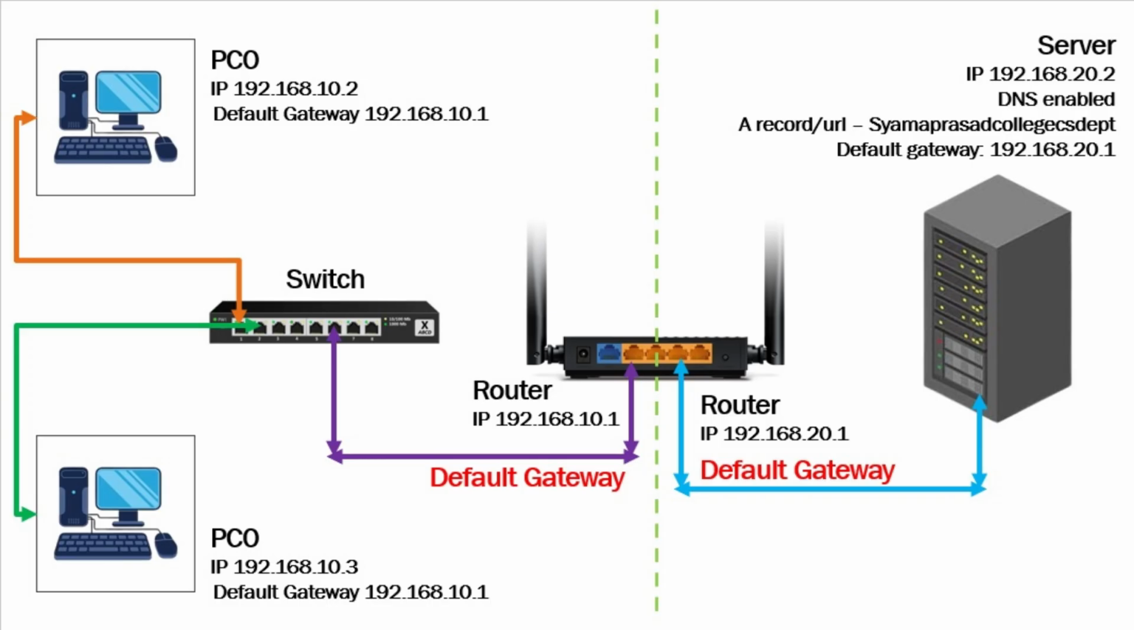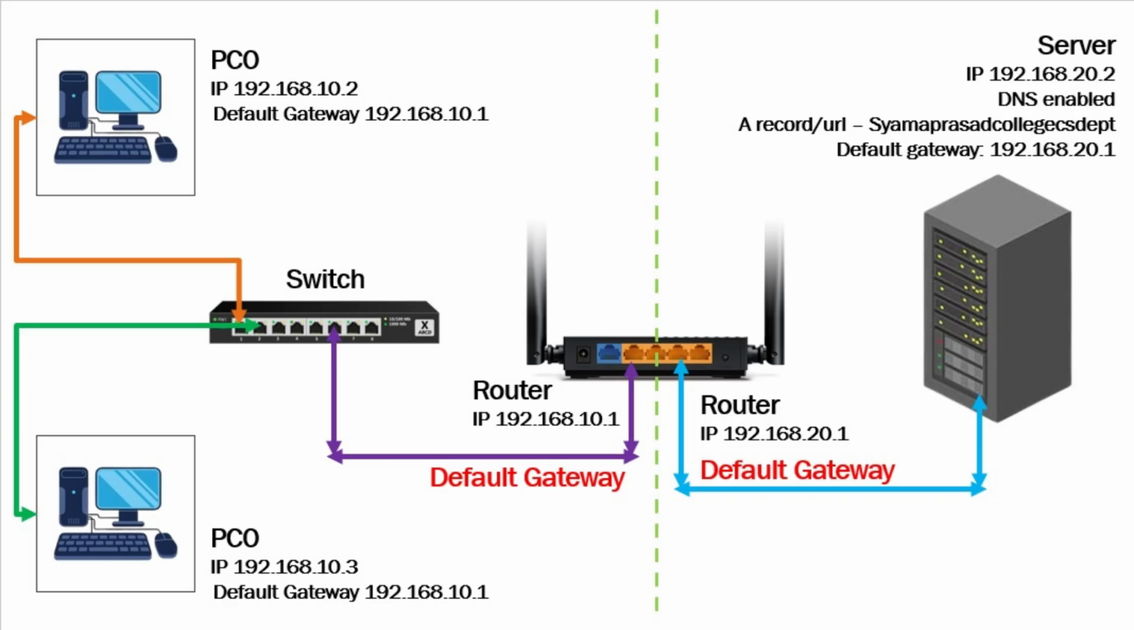Now, on the other side of the router, we connect the server. The server is assigned the IP address 192.168.20.2, while the router's interface facing the server is configured with 192.168.20.1. This address serves as the default gateway for the server, ensuring proper communication back through the router.